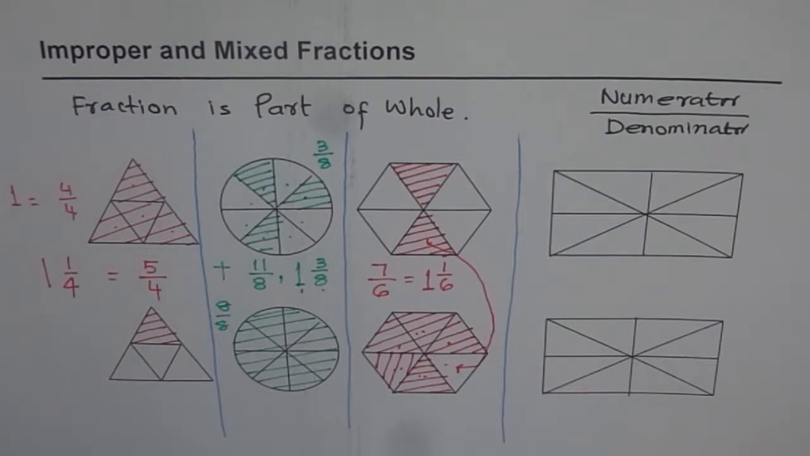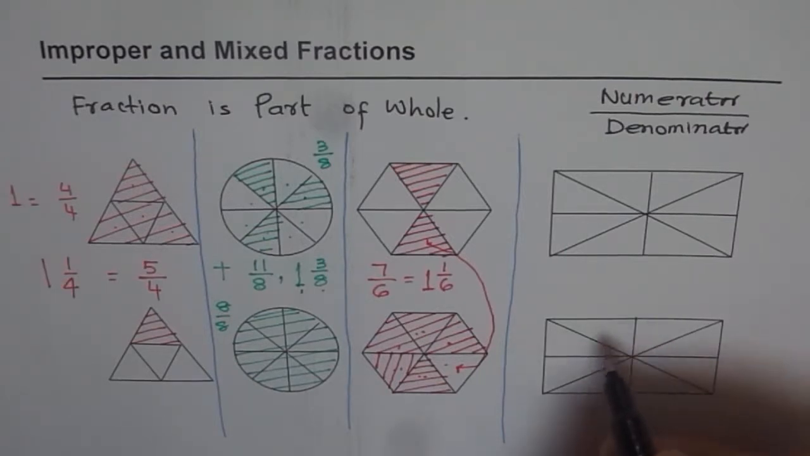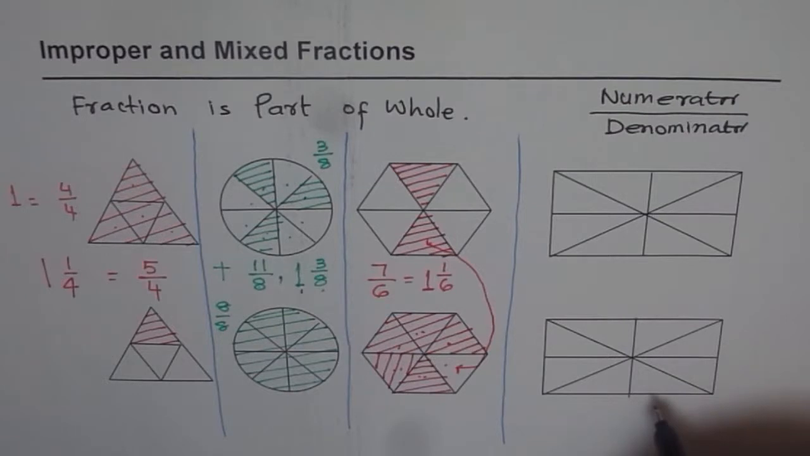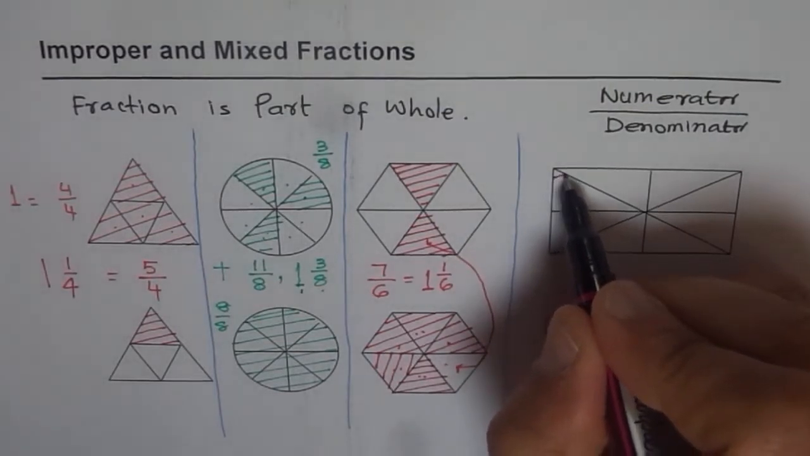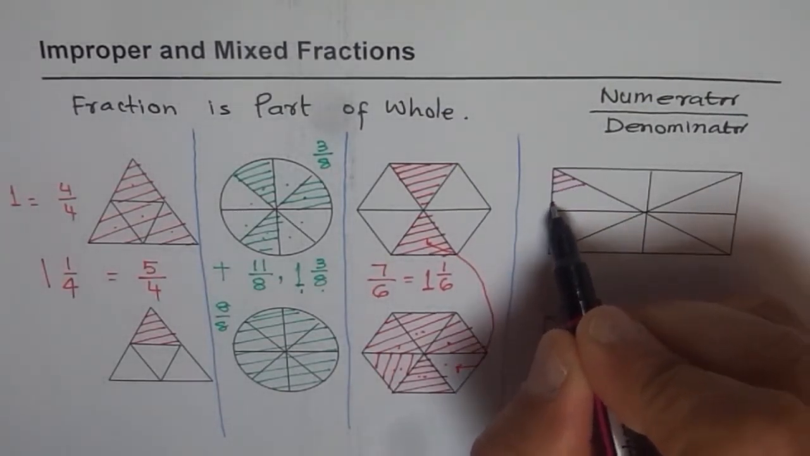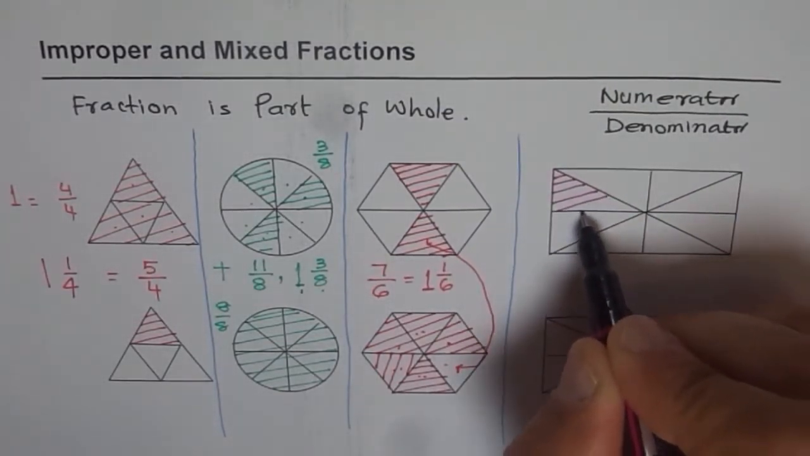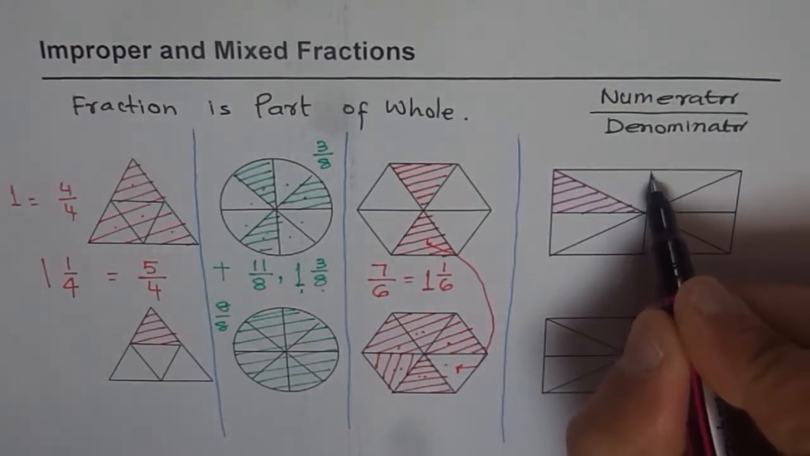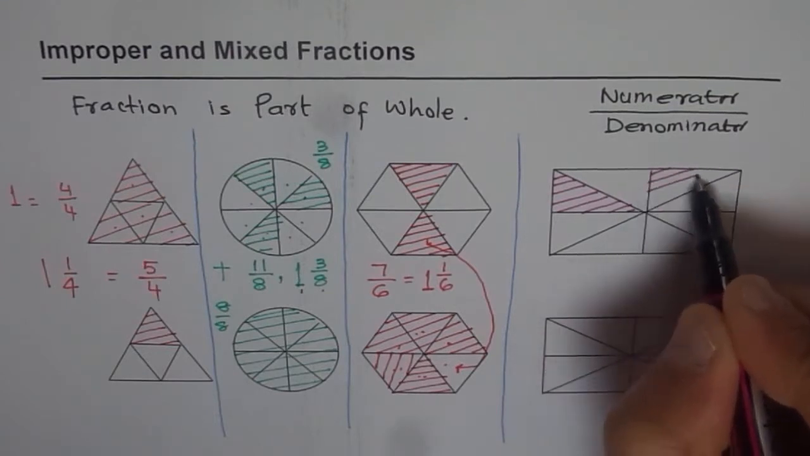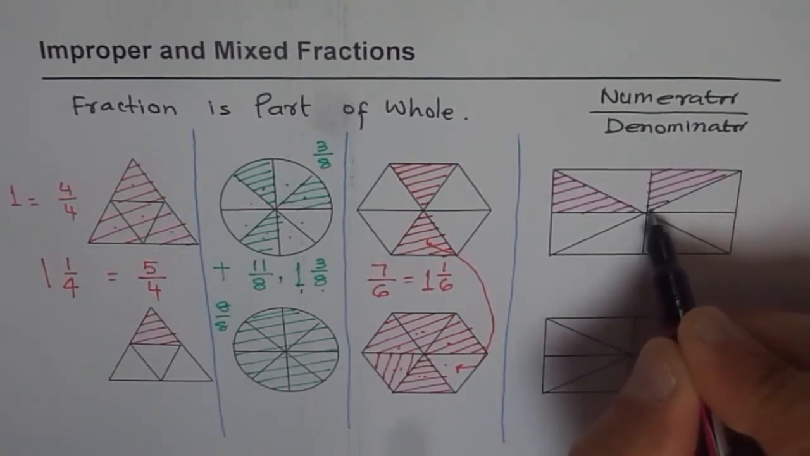And now the last is a problem for you. Now in this case, we will assume that all these triangles are equal, right? So that is our assumption, that all of them are equal, correct? Now I'm shading some of them. You have to write them on your own as mixed fractions and improper fractions, okay? That is an exercise for you. Let's see if you get it right.